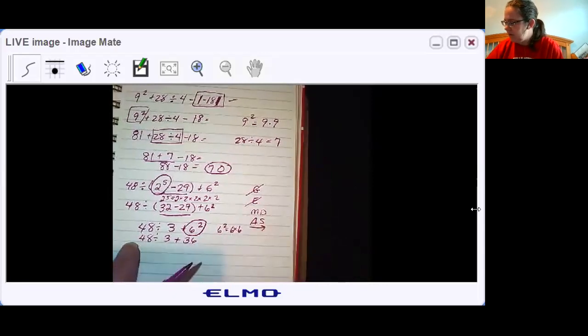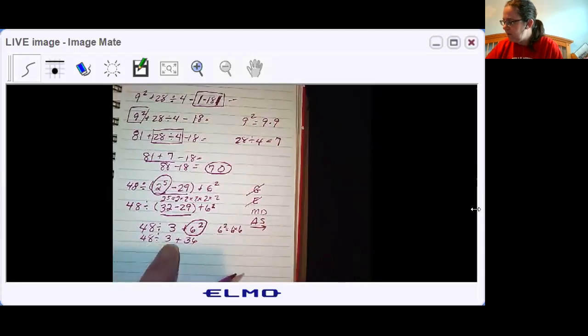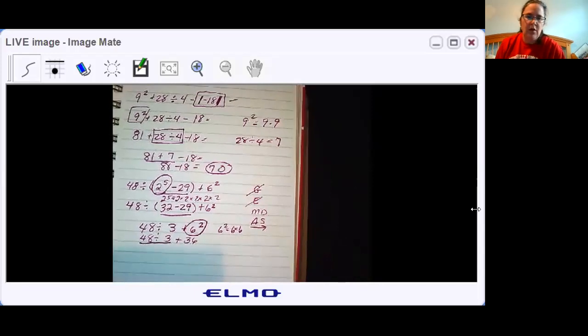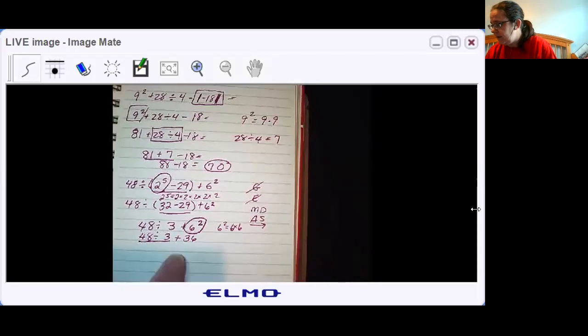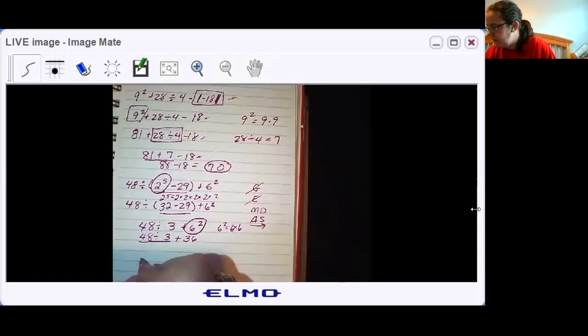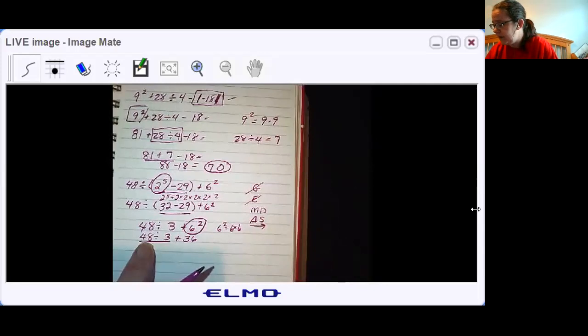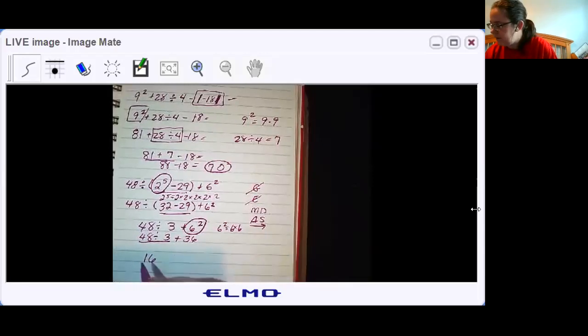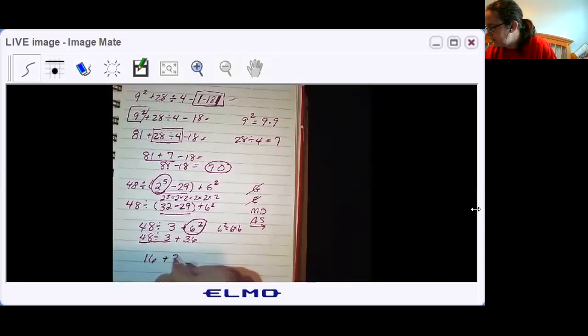Let's start here. Let's read the problem to ourselves. 48 divided by 3 plus 36. Oh, right there's a division. 48 divided by 3. Let's see. 3 goes into 4 once with 1 left over. 3 goes into 18. 3 times 6 is 18. Taxing my memory. I don't want to pull up my calculator today. Plus 36.